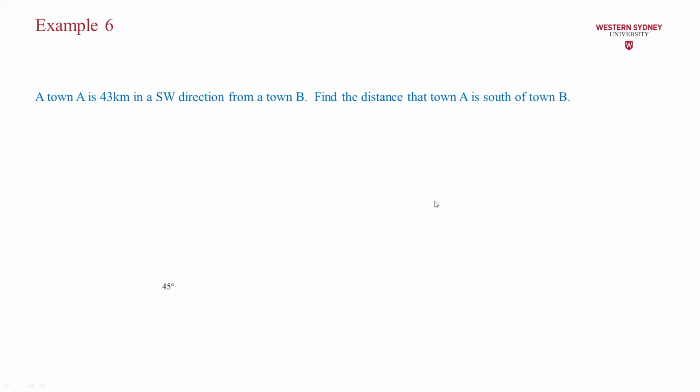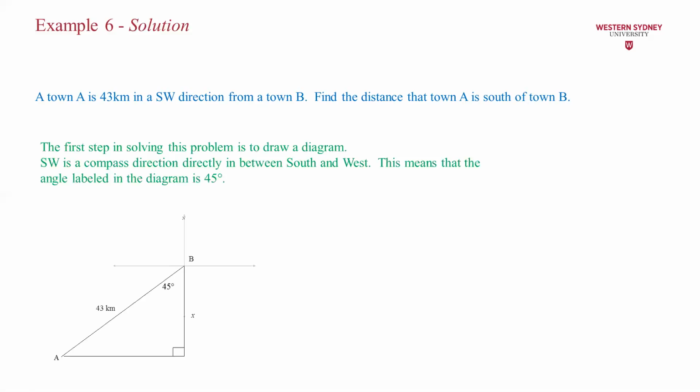Example 6. A town A is 43 kilometres in a southwest direction from town B. Find the distance that town A is south of town B. The first step we need to do is to draw a diagram showing all the information. The direction southwest is in between south and west. That means that it would be at 45 degrees.